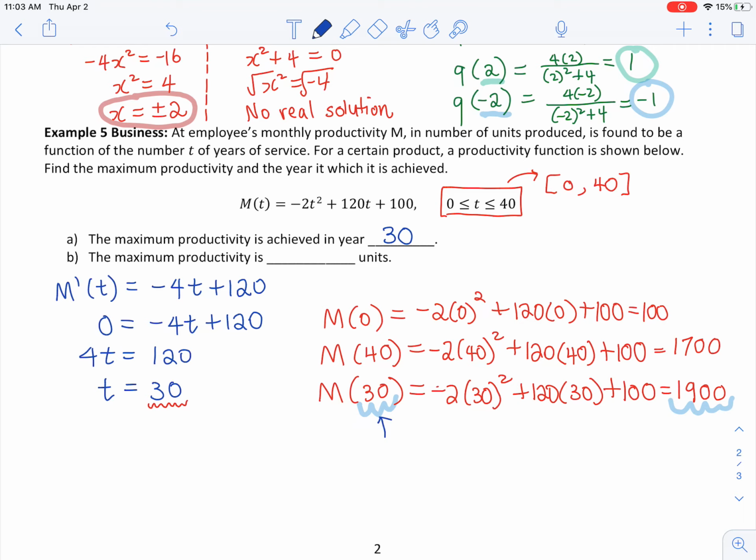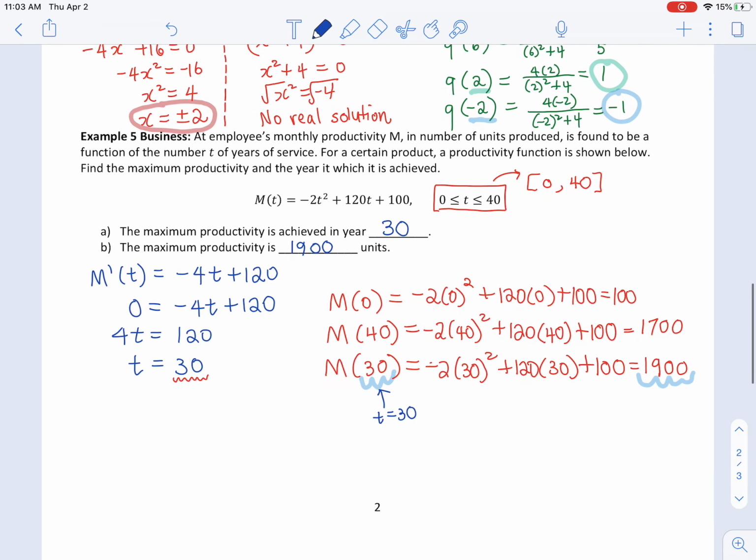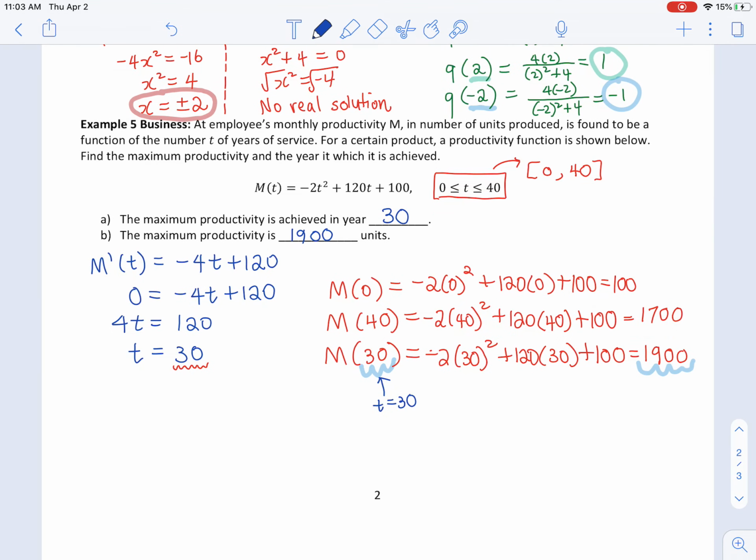All right, the maximum productivity is achieved in year 30. T equals 30, right? And the maximum productivity is 1,900 units. I don't know what they are creating, maybe toys, but that's going to be it. And after year 30, year 31, 32, this person's productivity will go down because we know the shape of this function is an upside down parabola, right?